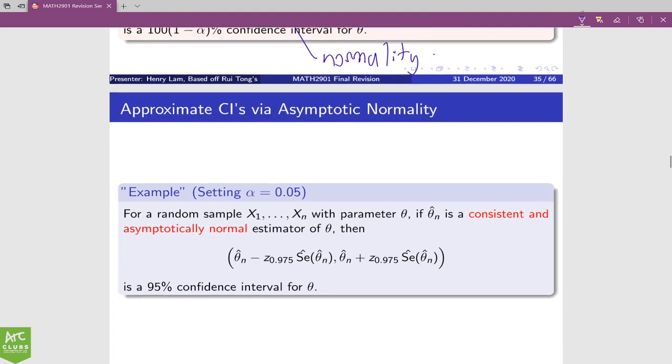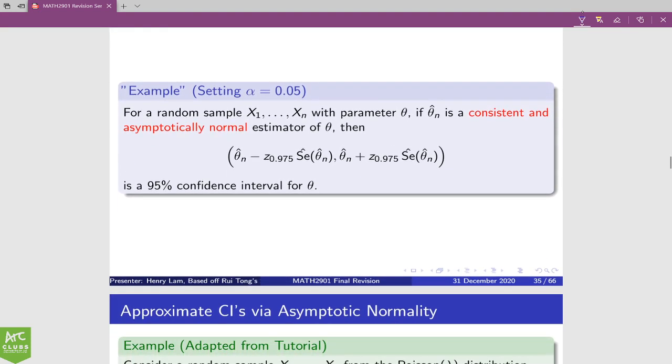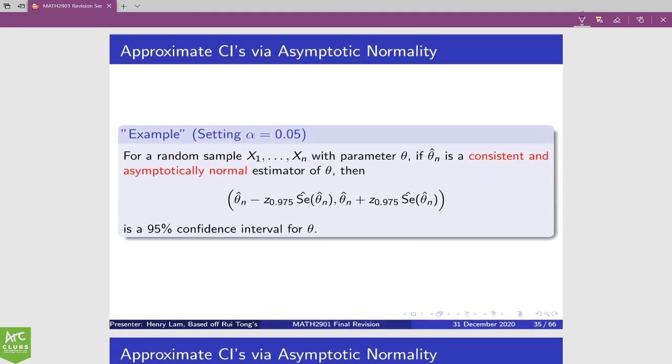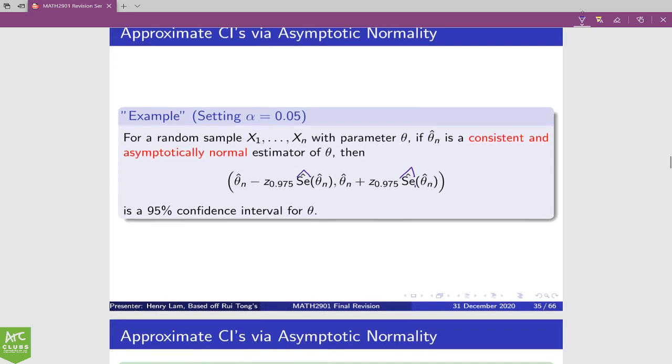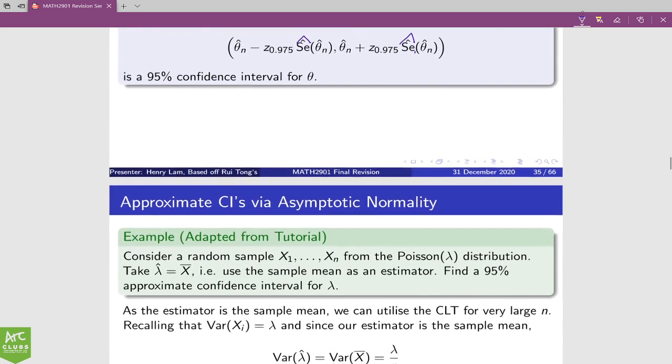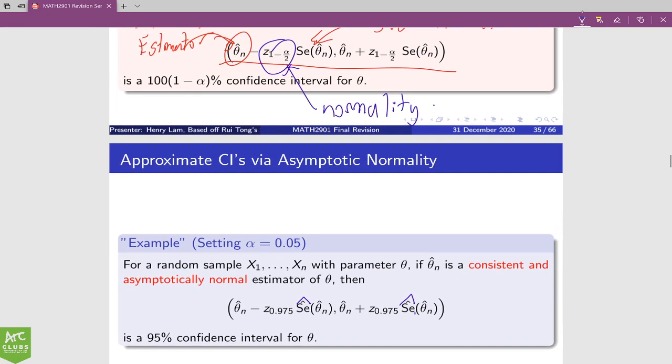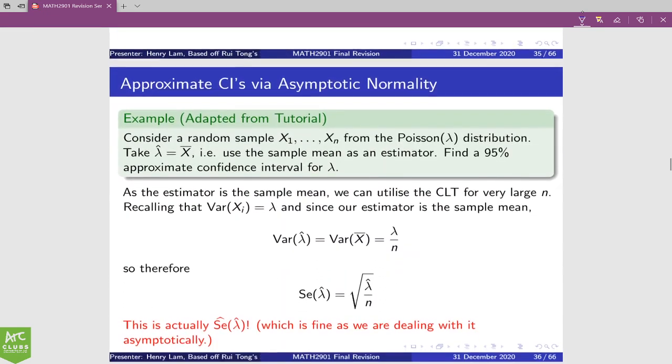Let's plug it in. As you can see here, this is an example. I guess the important thing to note is that this is the estimator of the standard error itself. And I'll just quickly go over this example.